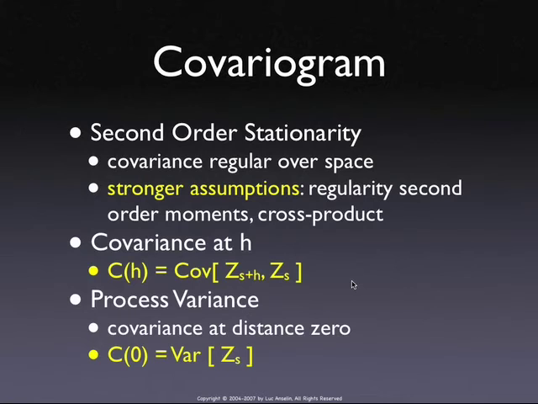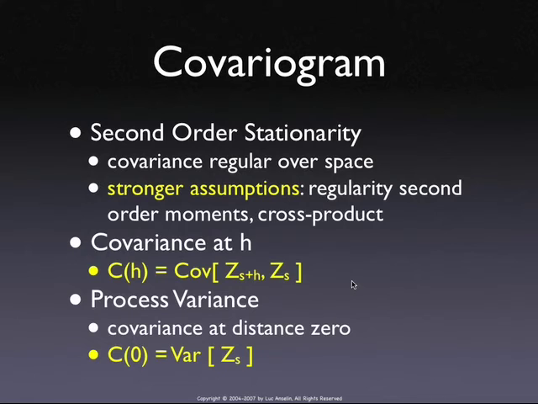So the covariances are about cross products. And to have these cross products to be regular, we actually need to assume more about the process than with the square differences. With the square differences, as long as the mean is the same, we're in business. We don't have to know what that mean is. Here we do, because the cross products depend on the level, if you wish. Okay? So it's a little stronger assumption. But the covariance is just a covariance.